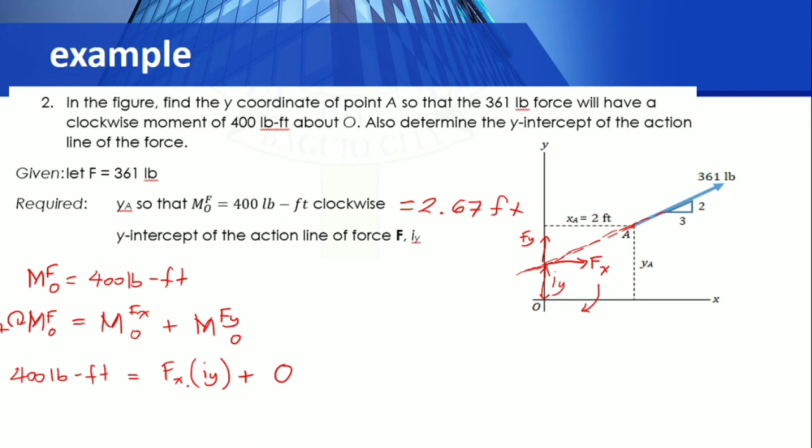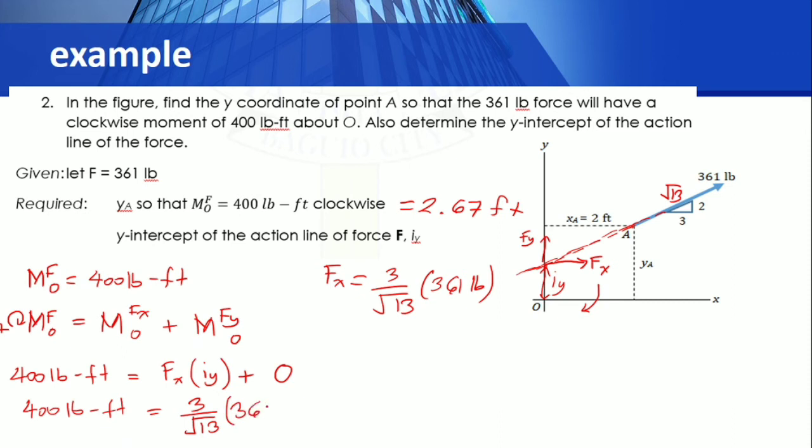So to get our f of x, as we said earlier, this is square root of 13. So our f of x is equal to 3 over square root of 13 times our force here, that will be 361 pounds. So let's just substitute: 400 pound-feet is equal to f of x, that will be 3 over square root of 13 times 361 times iy.